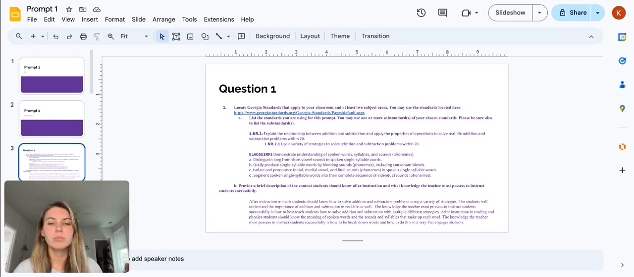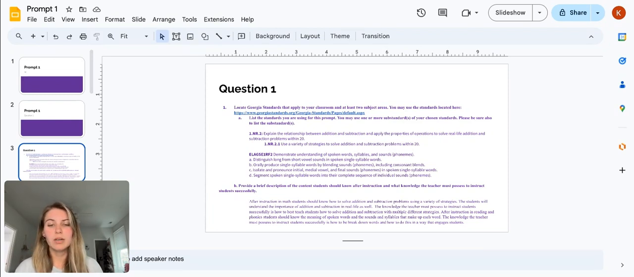So, a brief description of what the student should know and what I should know. After instruction in math, students should know how to solve addition and subtraction problems using a variety of strategies. Students will understand the importance of addition and subtraction in real life as well. The knowledge the teacher must possess to instruct students successfully is how to best teach students how to solve addition and subtraction with multiple different strategies.